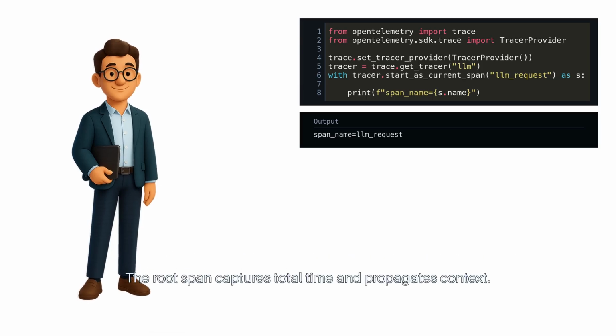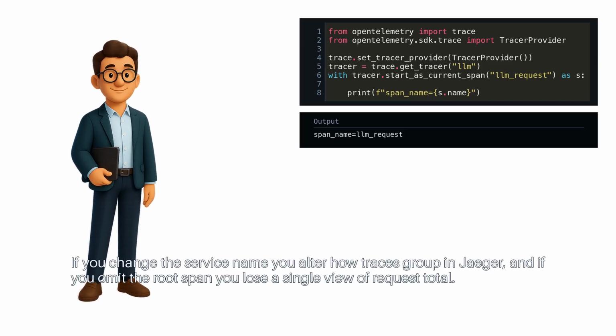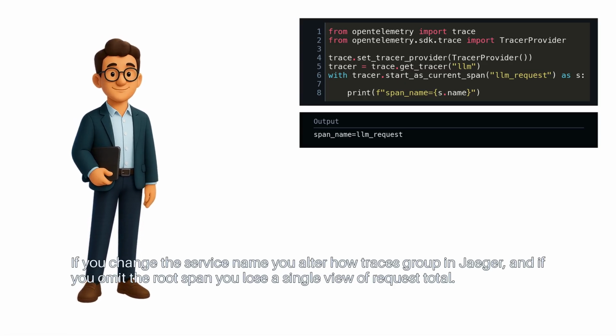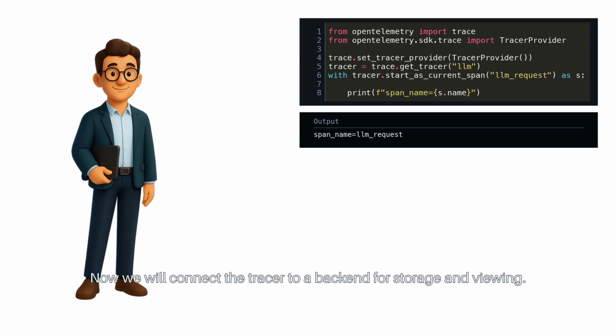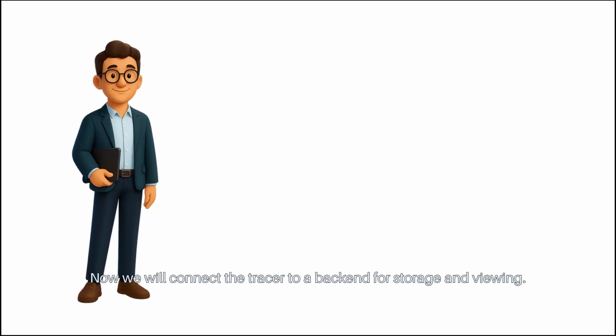The root span captures total time and propagates context. If you change the service name, you alter how traces group in Jaeger. And if you omit the root span, you lose a single view of request total. Now, we will connect the tracer to a backend for storage and viewing.